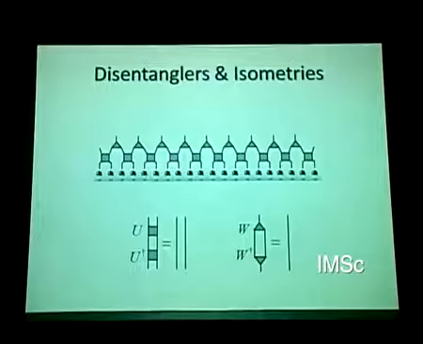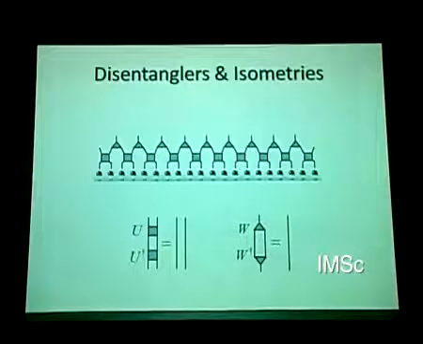The disentanglers are unitary. So if I take a disentangler and contract with its adjoint, I get the identity. So straight lines are going to be identity. And this works the other way around as well. So U dagger with U also gives me the identity. On the other hand, the isometries fulfill this constraint. If I contract an isometry with its adjoint, I get the identity, but not the other way around. So you can think of an isometry really as a product of a unitary and a projection. So they are unitary in some subspace.